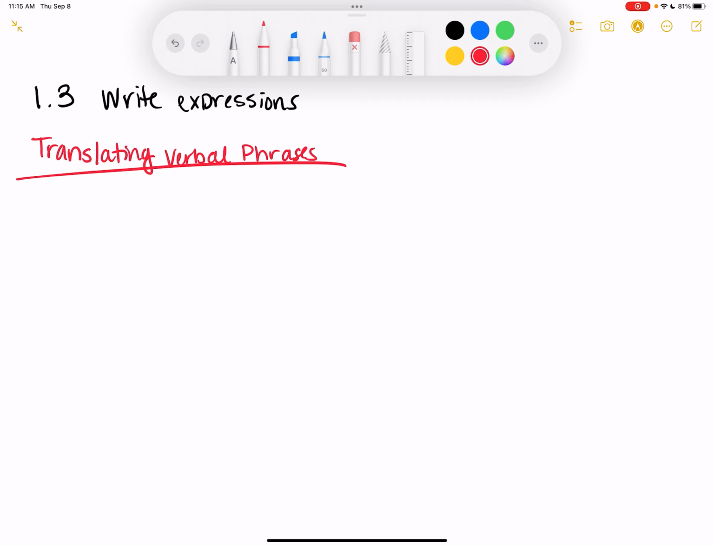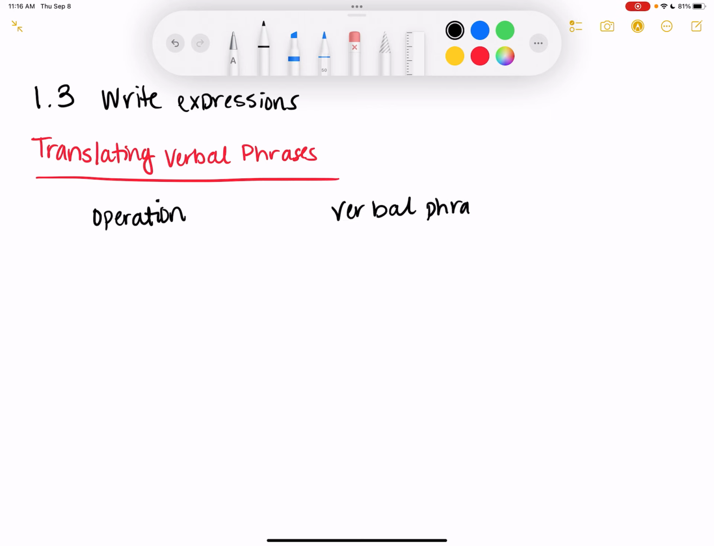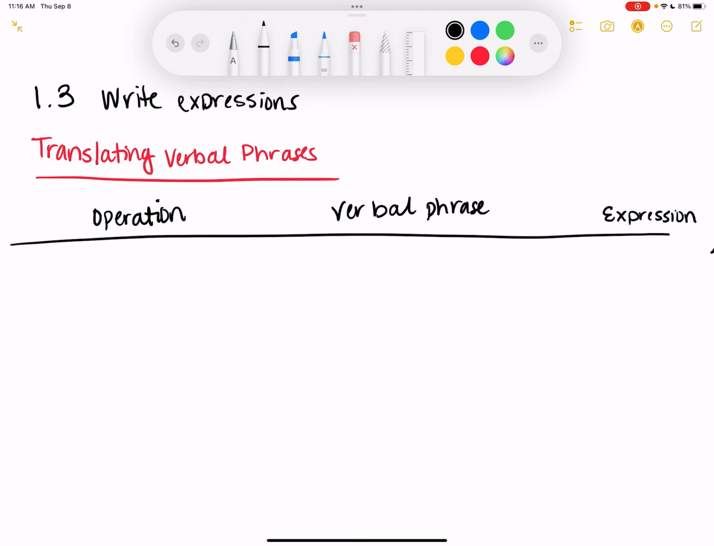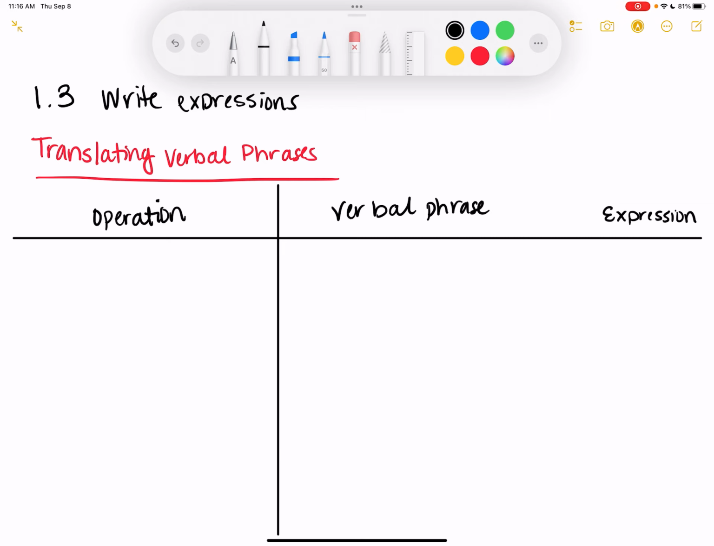So I'm going to list it off. I'm going to do a little chart here. I'm going to do the operation that's being done and a little bit about it, a verbal phrase for what you would see written out, and then the last thing is I'll actually give you an expression example of it. Okay.